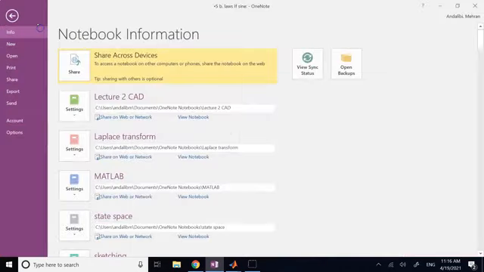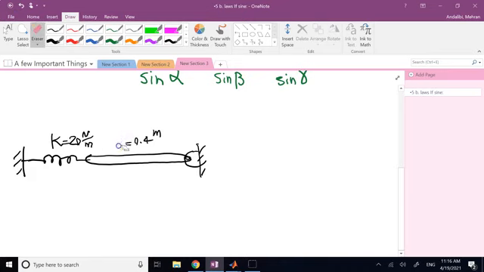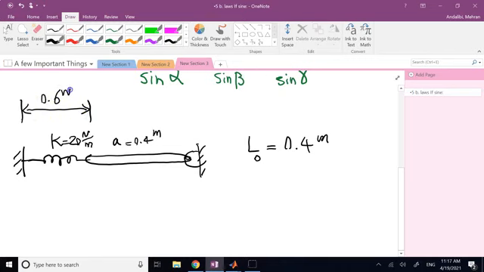Let me call this A if you don't mind. So I can call the length of the spring L. So L naught, the unstretched length of the spring, is 0.4 meters. And this distance from here to here in this picture was 0.6 meters. Okay, and then this guy will swing and will come down to this configuration where this angle was 60 degrees.